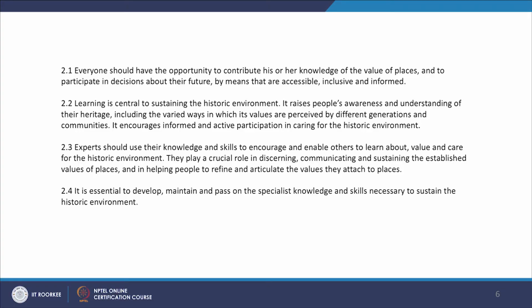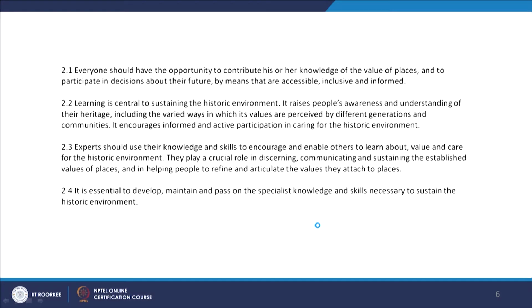So how many cities or towns in India do we have heritage walks? Because even a small walk around the city or in the historic places teaches newcomers to the city and the coming generations. They are learning through these walks what is the prominence of these places, how they have been transformed, so that it gives a kind of awareness, including the very ways in which its values are pursued by different generations and communities. It encourages informed and active participation in caring for the historic environment.